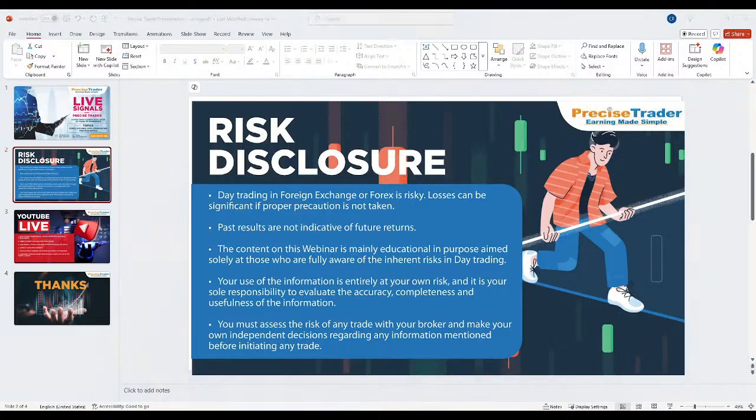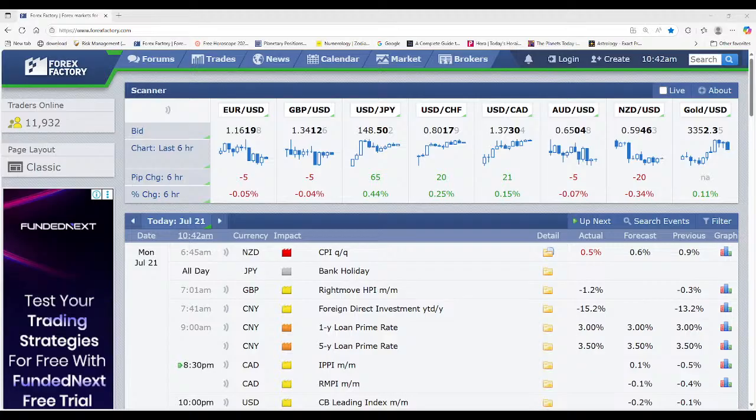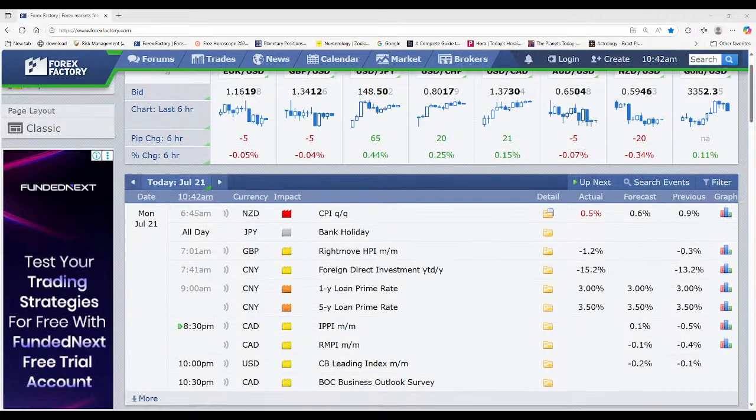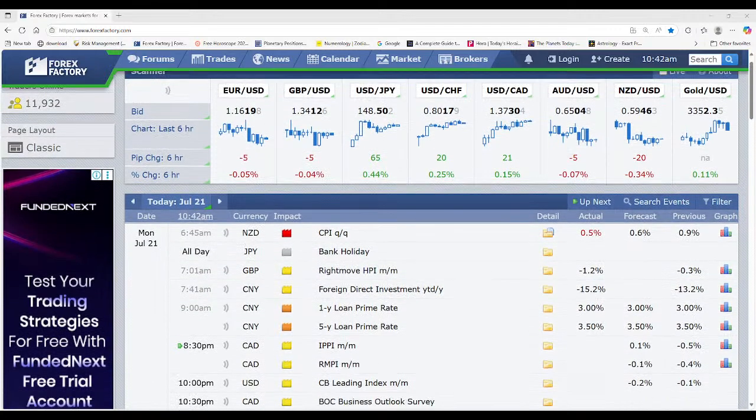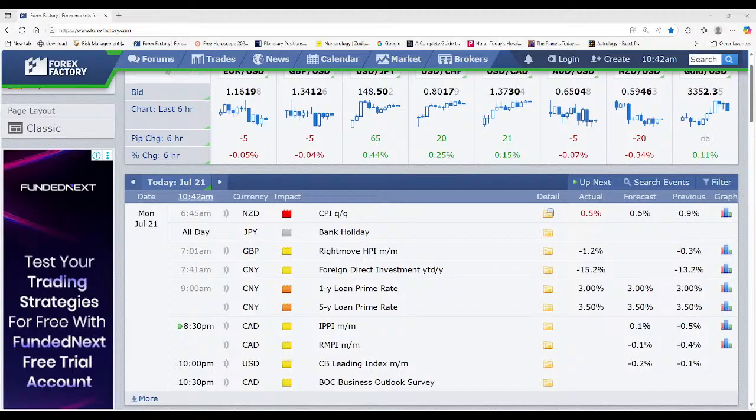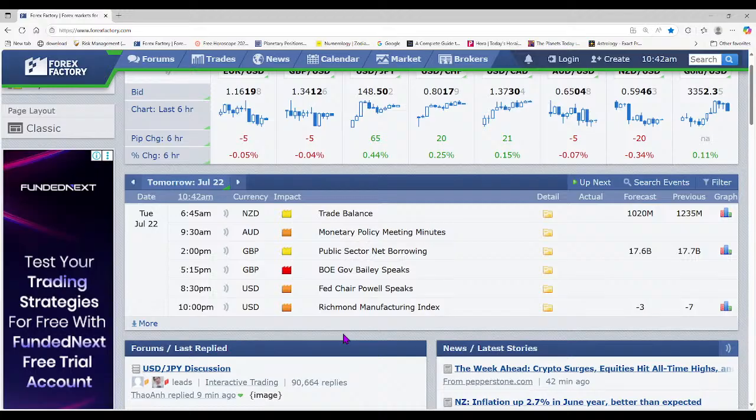So with that, we move on to our live analysis. The key data this week: we had New Zealand CPI quarter on quarter. Forecast was 0.6 and it came out at 0.5, slightly lower than expected. Then we have the BOE governor giving a speech tomorrow, and a Fed chairman also giving a speech, followed by the Richmond Manufacturing Index from the US.